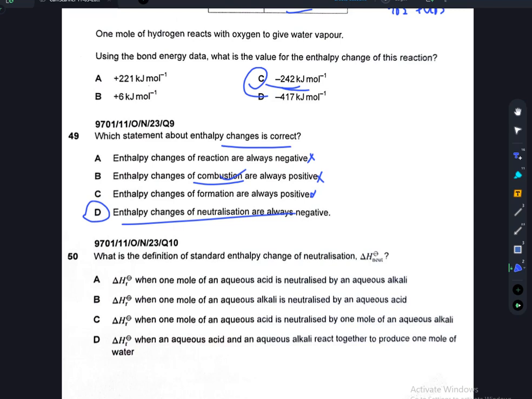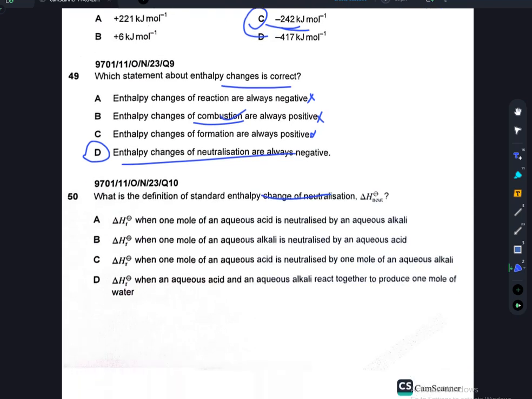What is the definition of standard enthalpy change of neutralization? Neutralization is when an aqueous acid and an aqueous base react to produce 1 mole of water. Memorize this completely, otherwise you must be 100% sure of the definitions for the enthalpy changes, or you won't be able to solve not only the P1, also the P2. You will face severe difficulties in solving it.